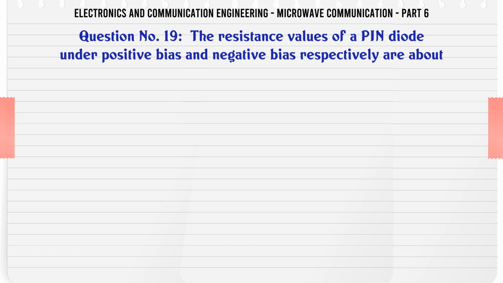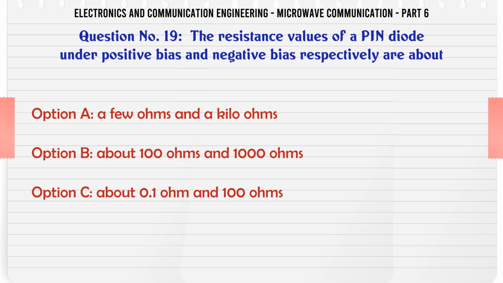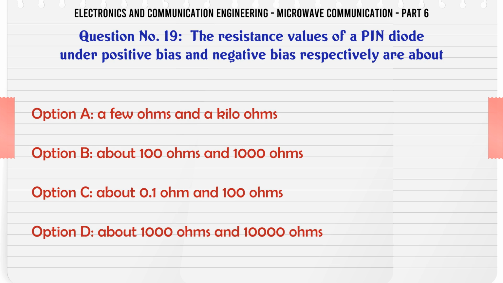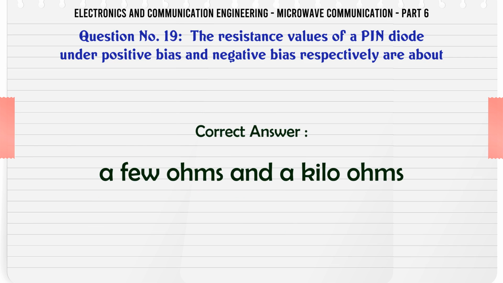The resistance values of a PIN diode under positive bias and negative bias respectively are about A. A few ohms and a kilo ohm, B. About 100 ohms and 1000 ohms, C. About 0.1 ohm and 100 ohms, D. About 1000 ohms and 10,000 ohms. The correct answer is a few ohms and a kilo ohm.